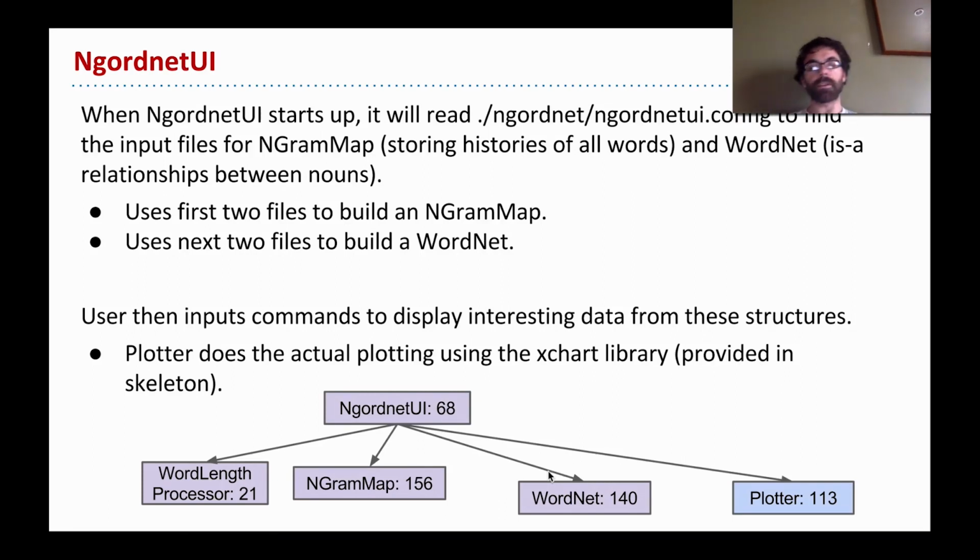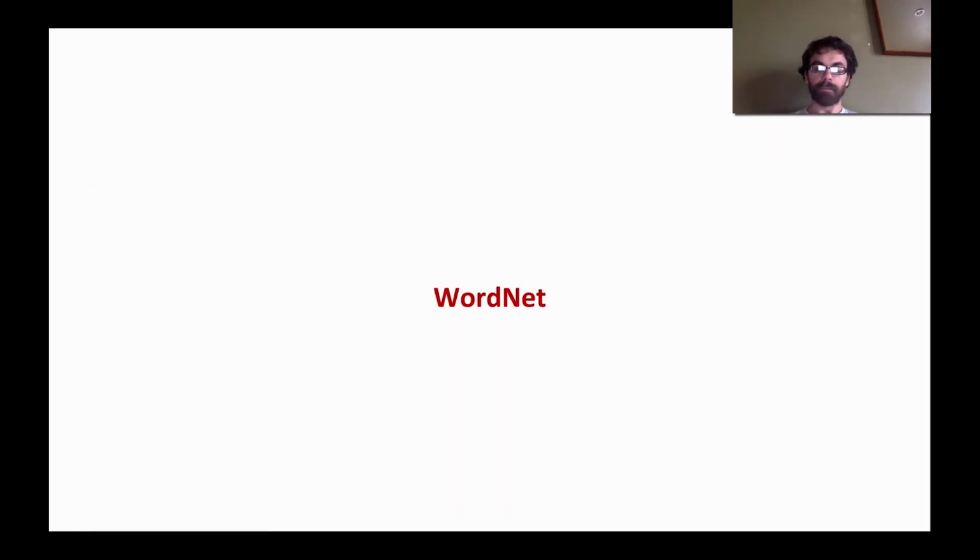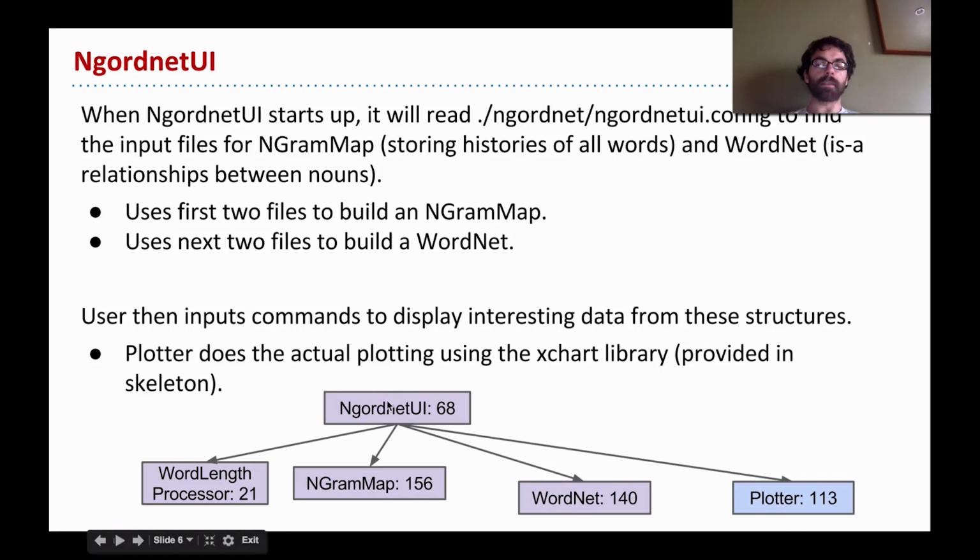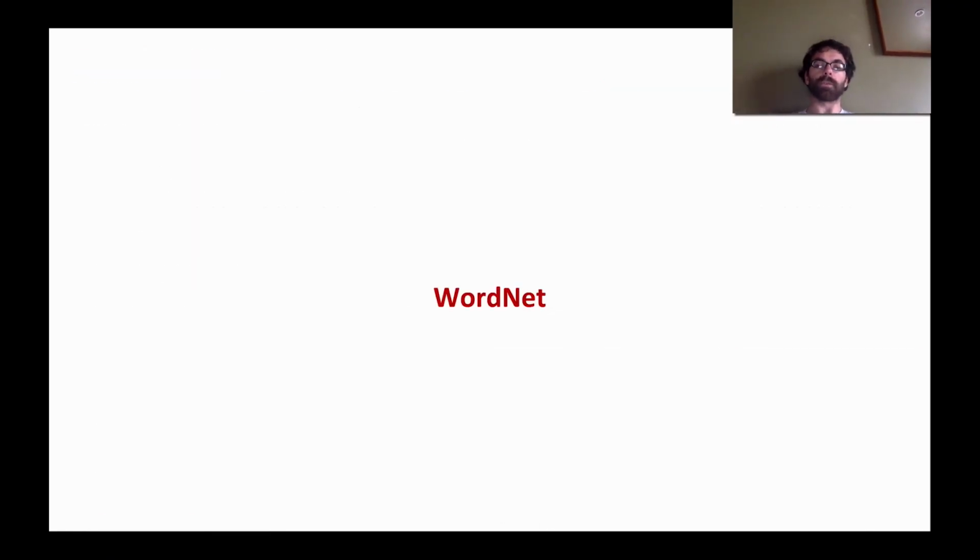The user will then input commands as we've been doing, which will make calls to plotter, which is then going to make calls to xchart. All right. So that's the top-down view. Now, working our way down a little bit, we come to WordNet, which is the first class you should write.